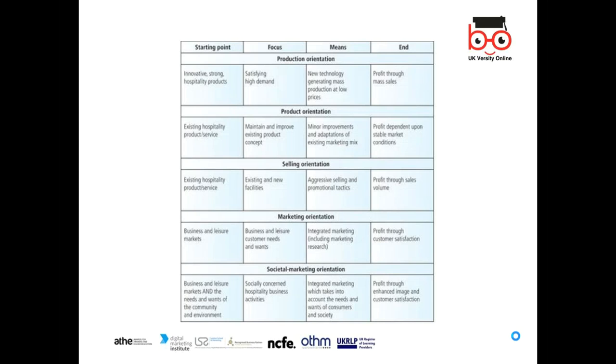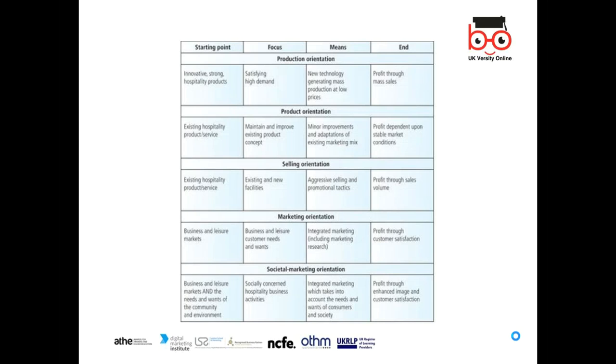You focus on the marketing based on the research and meeting the needs and the wants of the customer, and customer satisfaction was the key. And then we discussed social marketing, so the welfare of the public. So profit through enhancing the image and customer satisfaction.